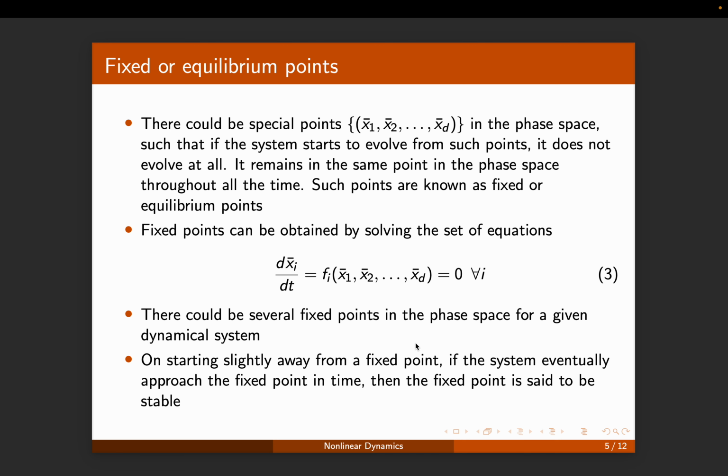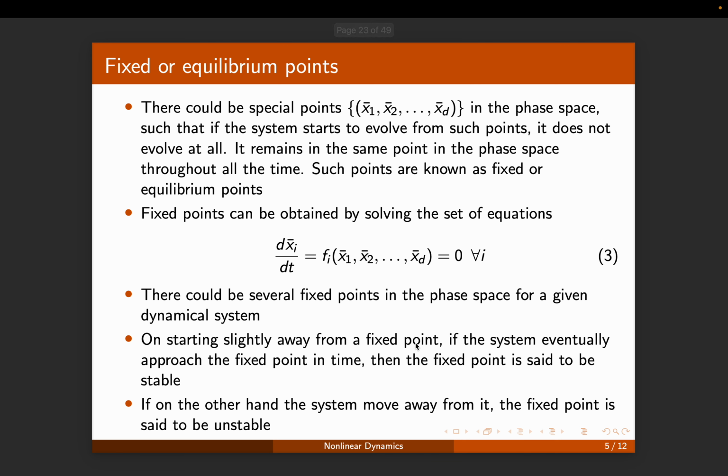On starting slightly away from a fixed point, if the system eventually approaches the fixed point in time, then the fixed point is said to be a stable fixed point. If, on the other hand, the system moves away from it, then the fixed point is said to be unstable.